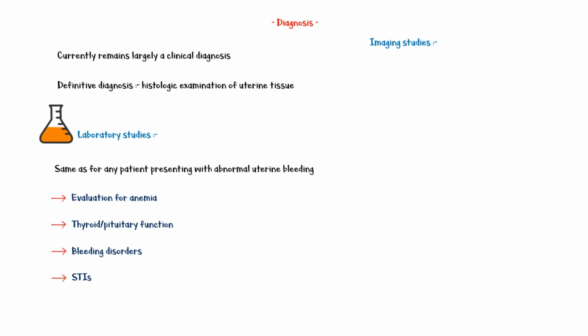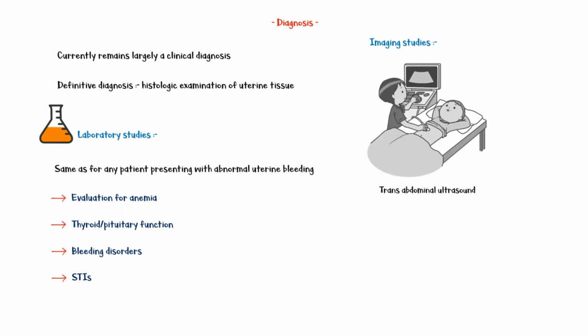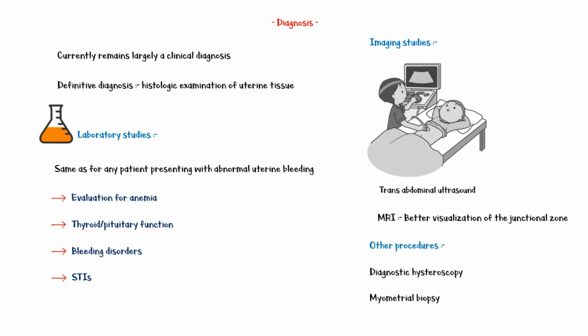First-line imaging study is the transabdominal ultrasound scan. MRI scan facilitates better visualization of the junctional zone, but it is not performed routinely. Other procedures include diagnostic hysteroscopy and myometrial biopsy.